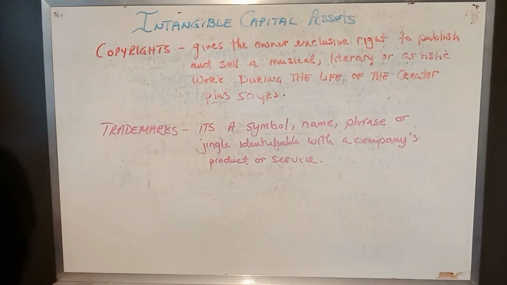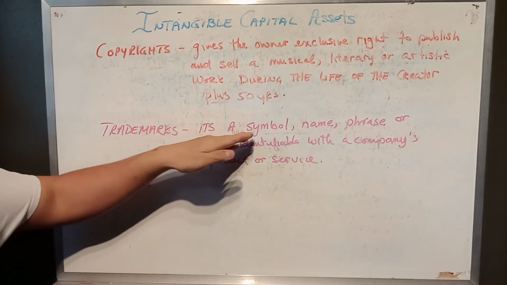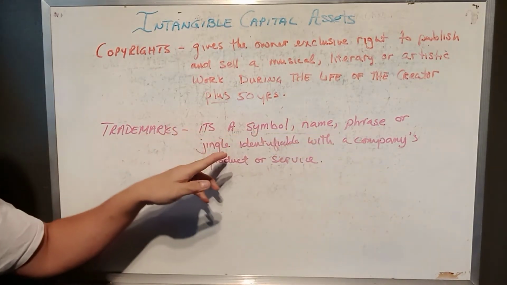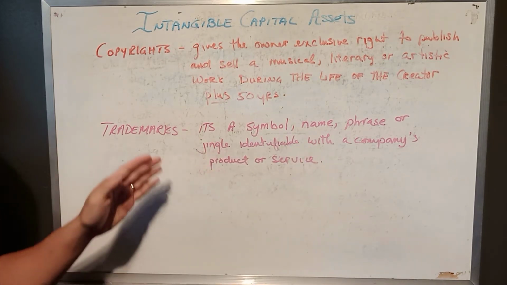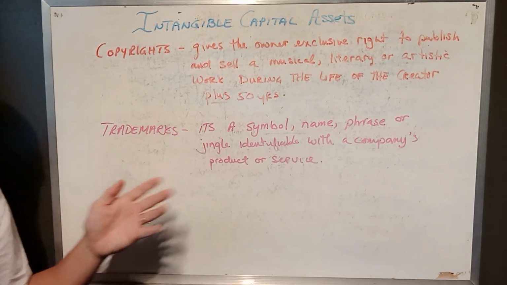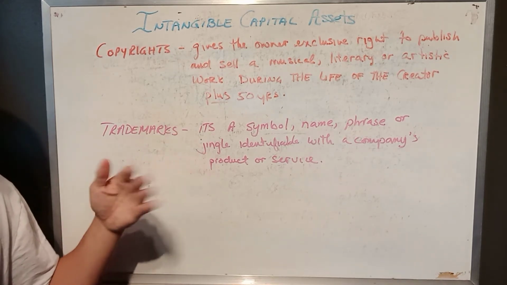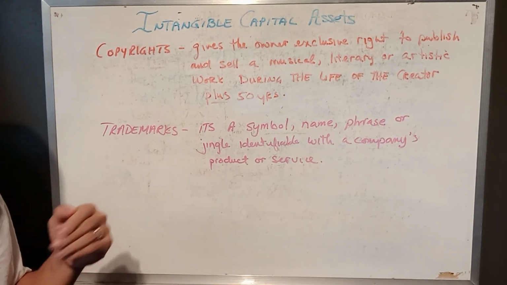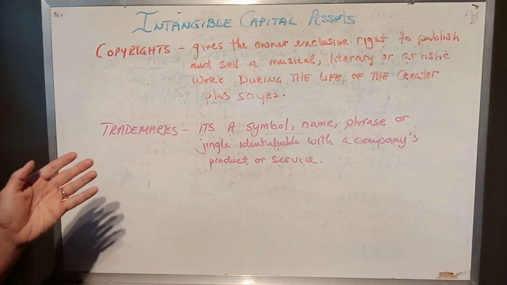Next, we're going to be looking at what trademarks are. Trademarks are symbols, names, phrases, or jingles that are identifiable with a company's product or service. An example of this is McDonald's. They have a little jingle and a saying that goes, da da da da da, I'm loving it. That was applicable for a certain period of time, but they own that.